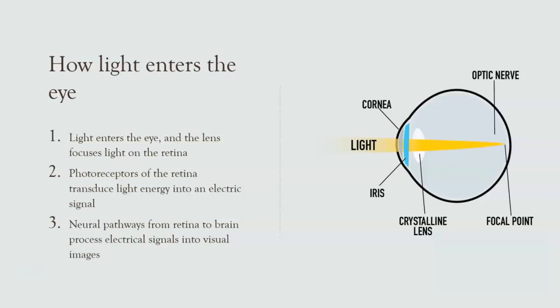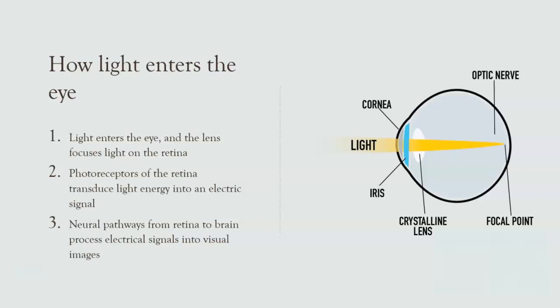First, I'm going to start with what vision is and how light enters the eye and how the retina plays a role in converting that signal that we see into the visual stimulus that we need to go to the visual cortex of the brain to process it. So I'm going to start with what vision is.